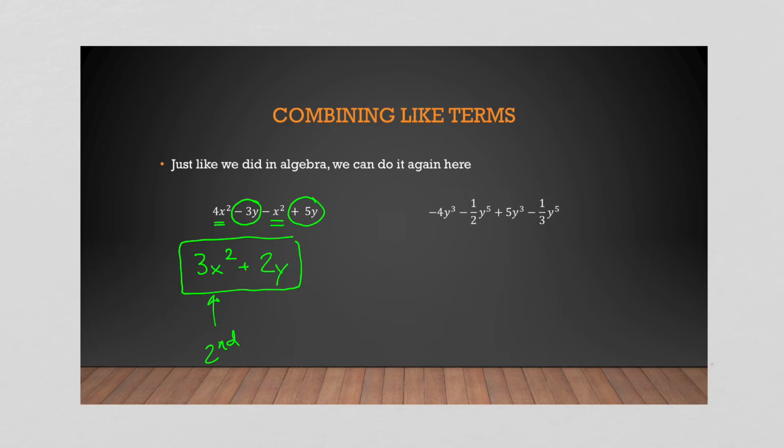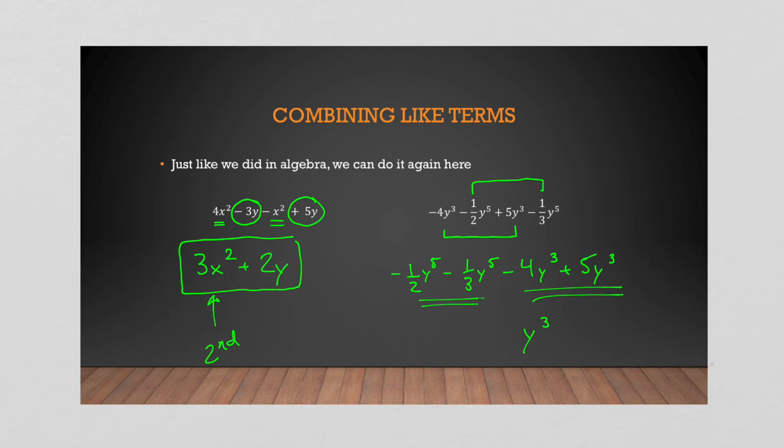Now the next one, sure, I have fractions. So let's group these with what I have. Those are the same variable, same power, and those are the same variable, same power. So we'll go, okay, negative 1/2 y to the 5 minus 1/3 y to the 5 minus 4y cubed plus 5y cubed. This part's easy enough to combine. Negative 4 plus 5 is just going to give me 1y cubed.